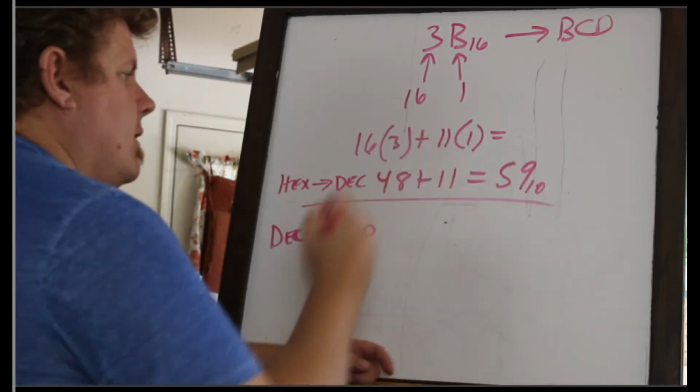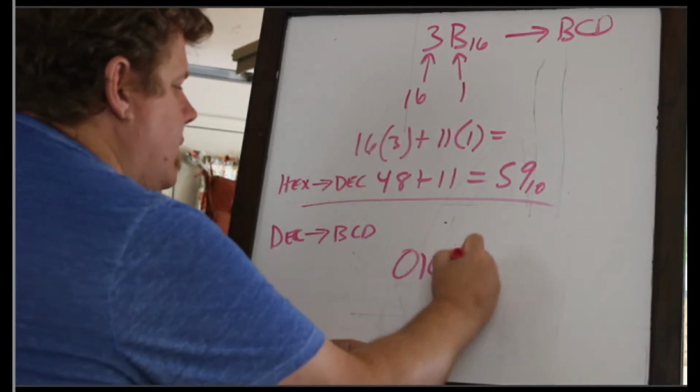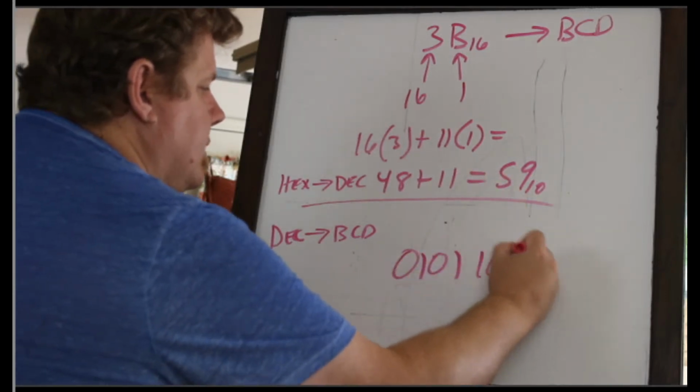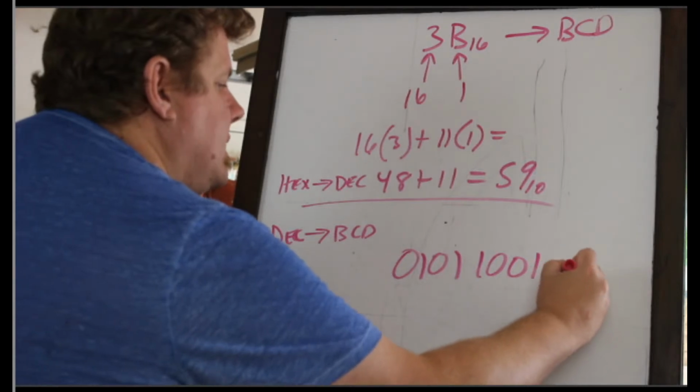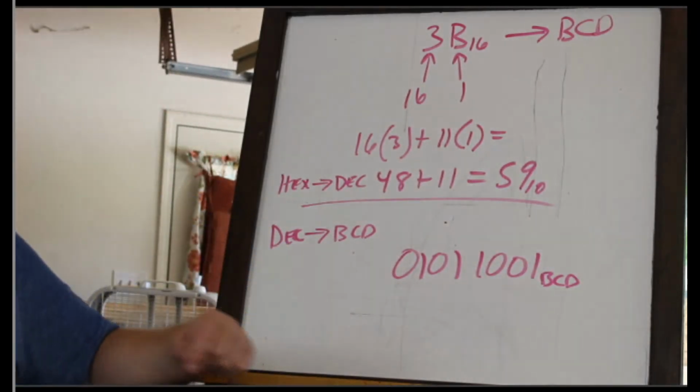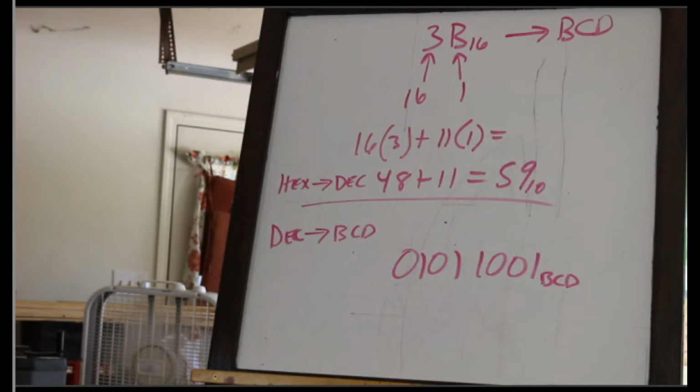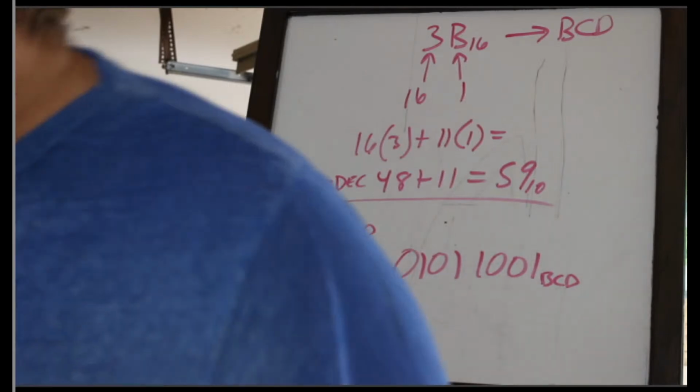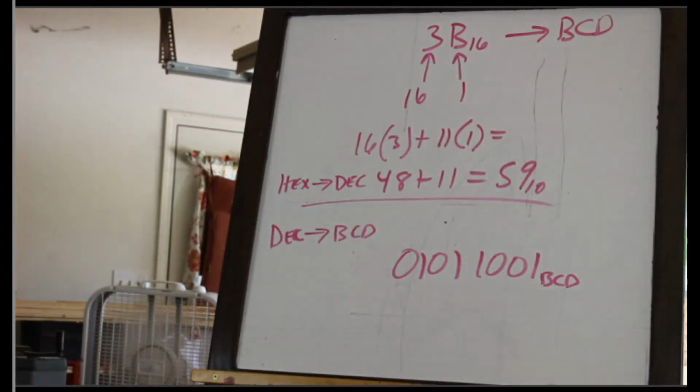Okay? 5 is 0101, 9 is 1001. Put a little BCD down there. That's it. Okay? So again, once you have it in decimal, it's super easy. It's like the decoder kit from Christmas Story from Ovaltine, where it says drink more Ovaltine. Any questions?